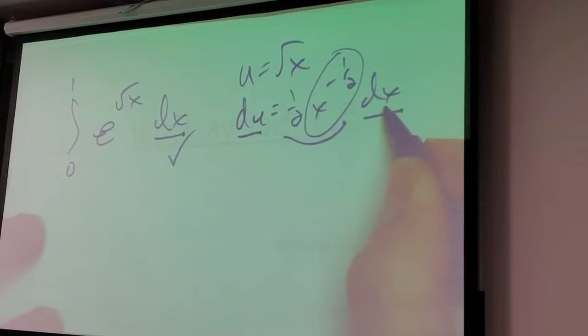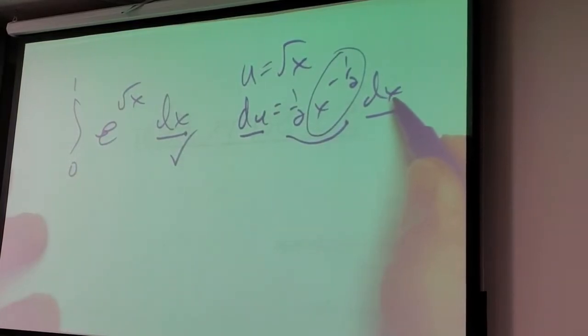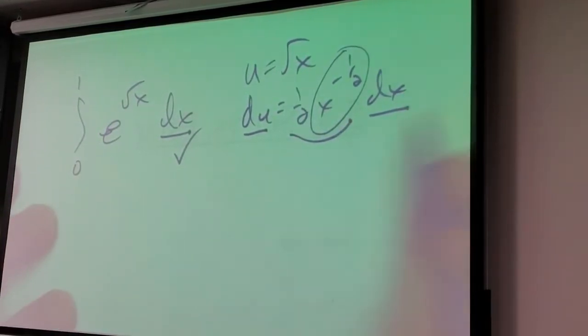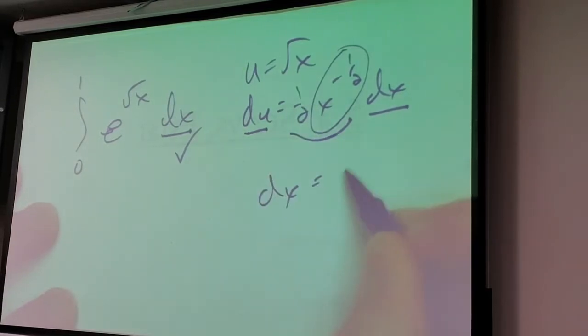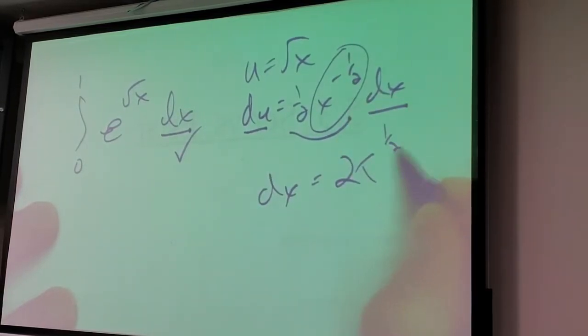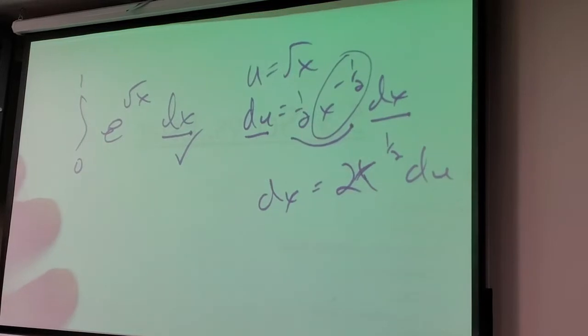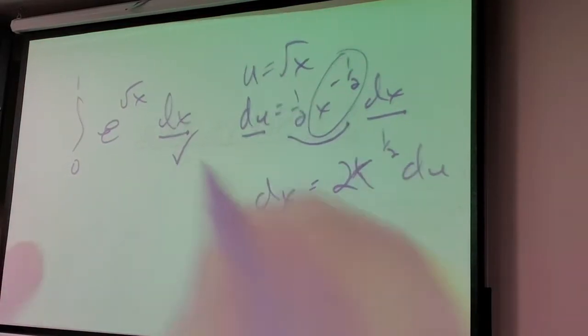So what they do is they'll solve for dx, right? They'll solve for dx. So they'll multiply by 2, and they'll multiply by x to the 1/2. And it makes students think that everything is doable because I just replaced dx with this.